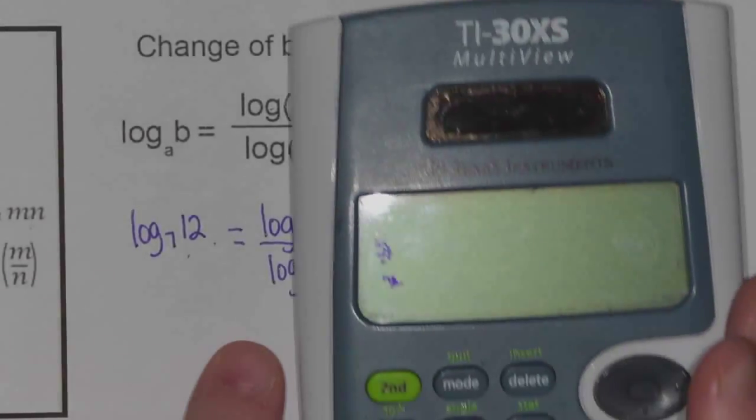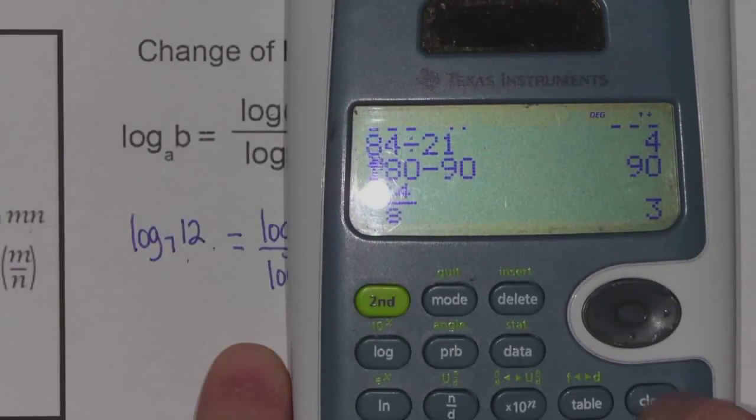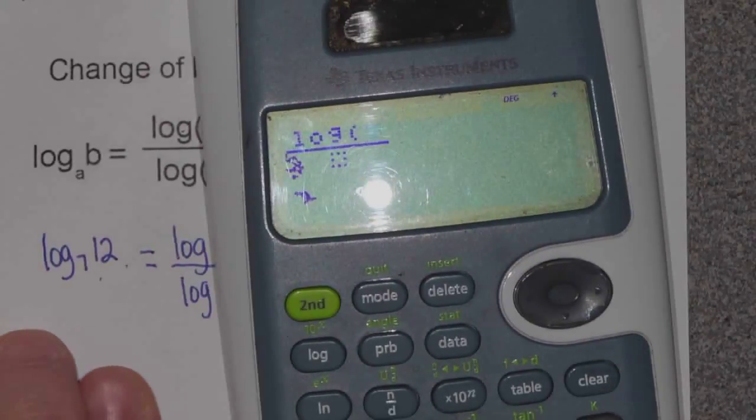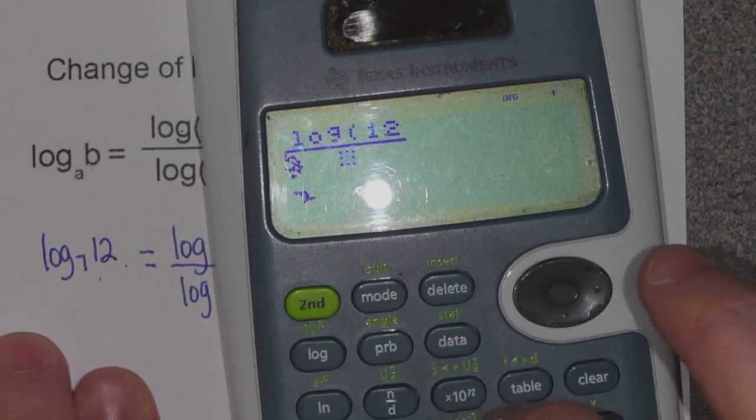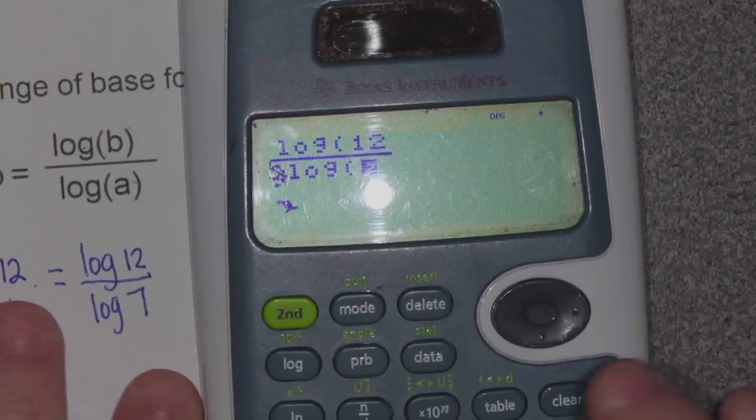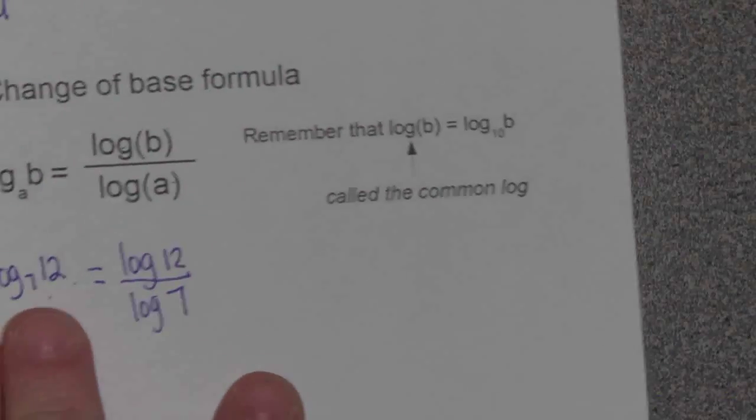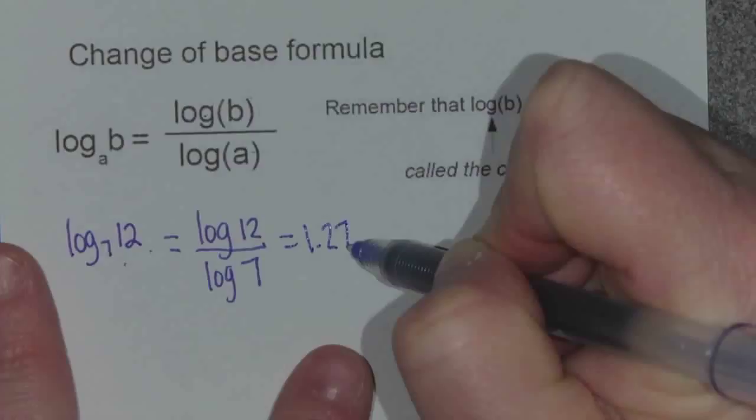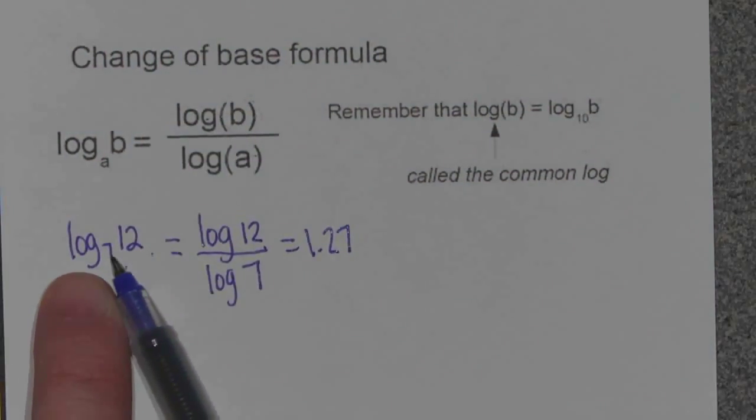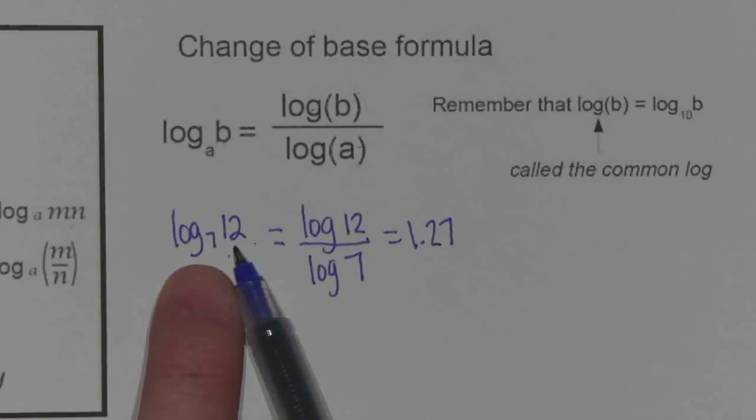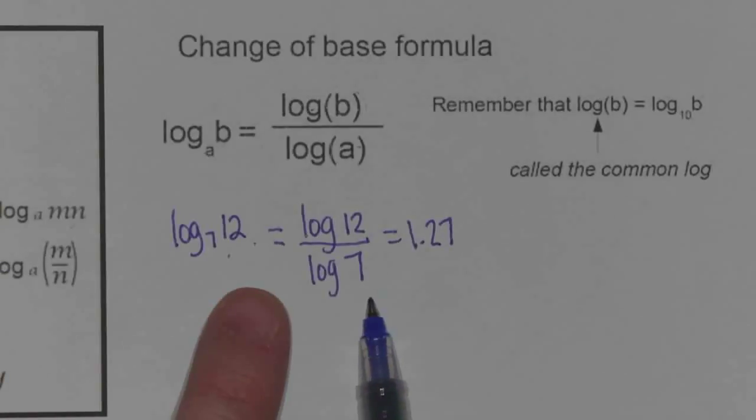So I grab my calculator. I'm going to turn it on because I always forget to do that. I'm going to hit my fraction key and I'm going to do the log of 12. And on the bottom, I'm going to do the log of 7. And I'm going to hit enter and I get 1.27. So what this says is if I raise 7 to the 1.27 power, I get the number 12 for my answer. So this change of base formula is going to help us do a lot of our math on the calculator without having to do any crazy hard work.